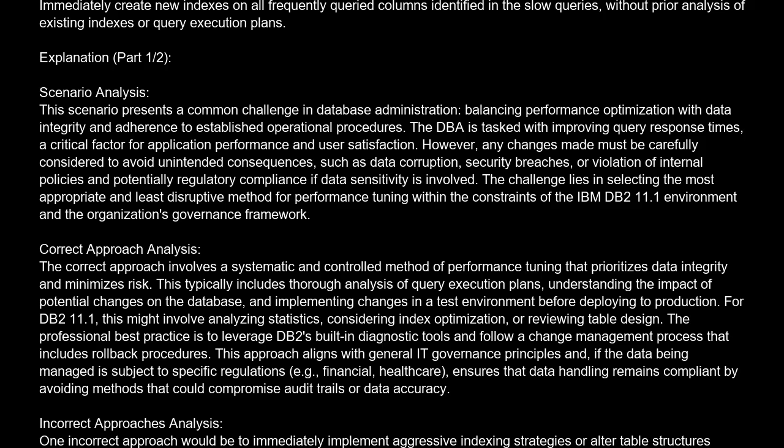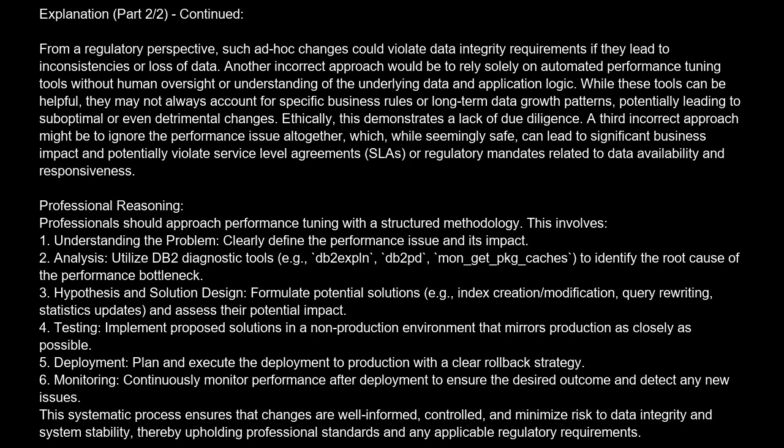Incorrect approach analysis. One incorrect approach would be to immediately implement aggressive indexing strategies or alter table structures without prior analysis or testing. This carries a high risk of performance degradation, locking issues, or even data corruption if not executed perfectly. From a regulatory perspective, such ad hoc changes could violate data integrity requirements if they lead to inconsistencies or loss of data. Another incorrect approach would be to rely solely on automated performance tuning tools without human oversight or understanding of the underlying data and application logic.